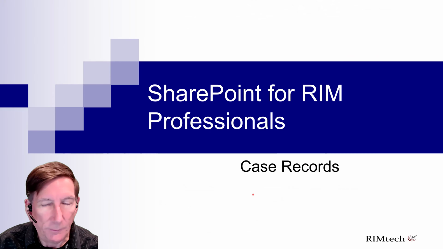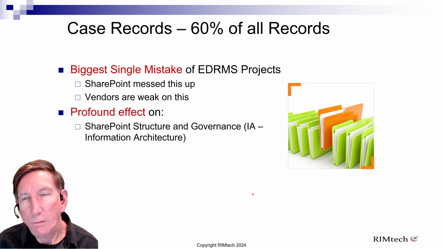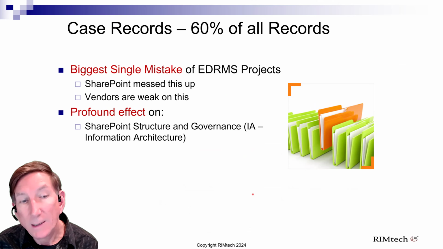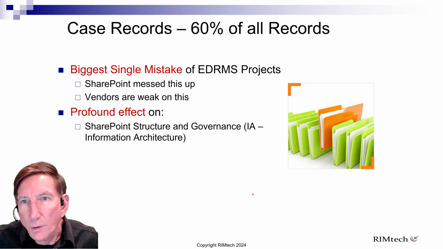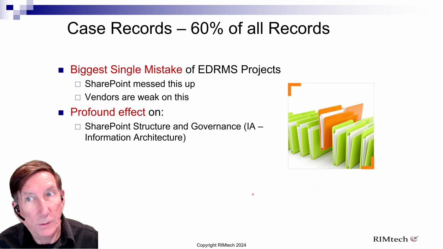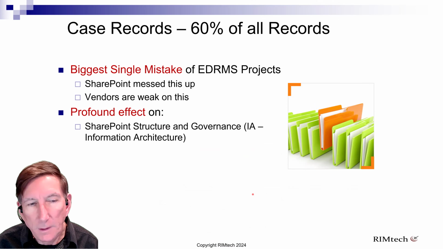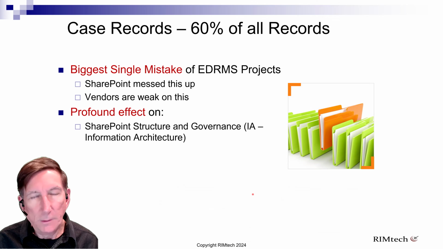Okay, now for the tough stuff. This is the toughest part of this session: what the heck are case records? Case records are records that belong to a case category or business activity. And what you need to know is that the bare minimum percentage of all your records, 12,000 a day, that are case records is 60%. If you're a municipality, you're likely higher, towards 80%. So that means that you've got to get this right.